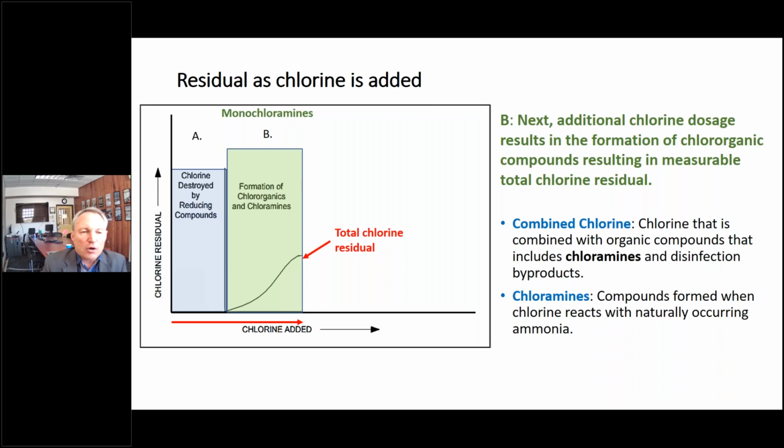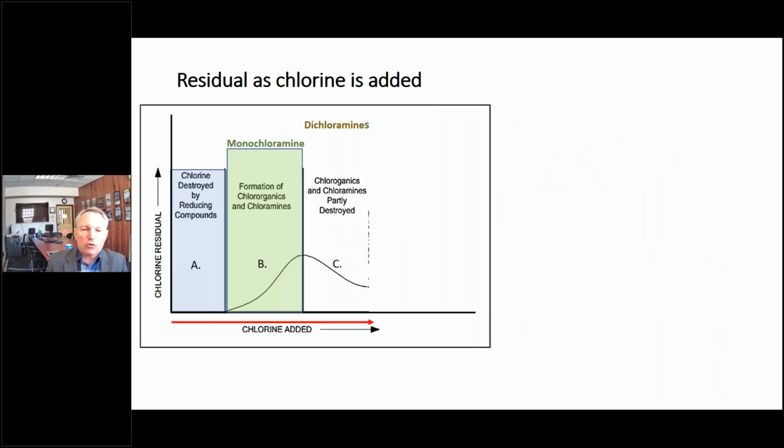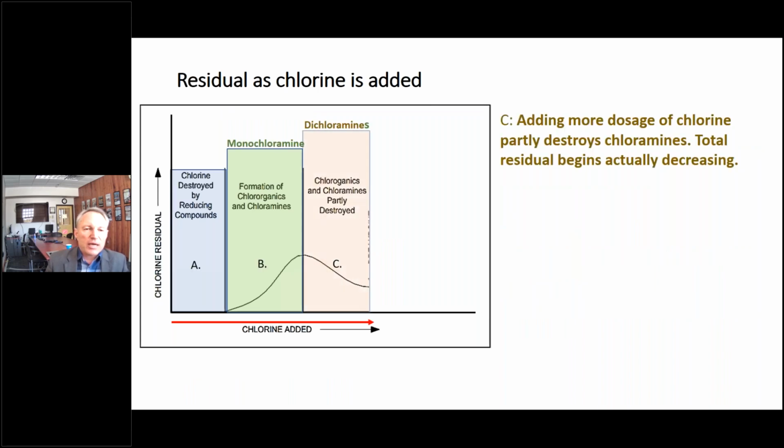And chloramines are chemicals that are resulting from chlorine bonding with nitrogen products such as ammonia. Once again, there's no free chlorine at that point. As we add more chlorine, we get to a third stage. And you notice something odd happens to that curve. It was going up, and now it's going back down. Even though you've added more chlorine, the total chlorine that you're measuring is now decreasing. In this point, what's happening is as you add more chlorine concentration, these chloramines are partly destroyed. And so the total residual goes down a little bit.